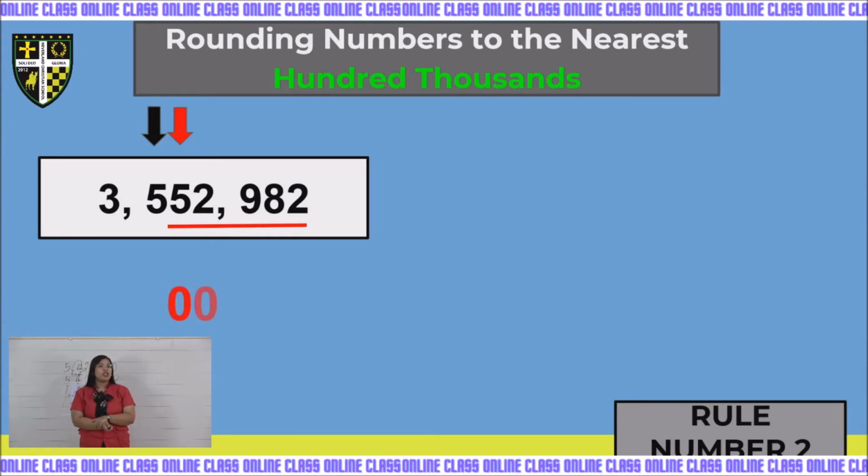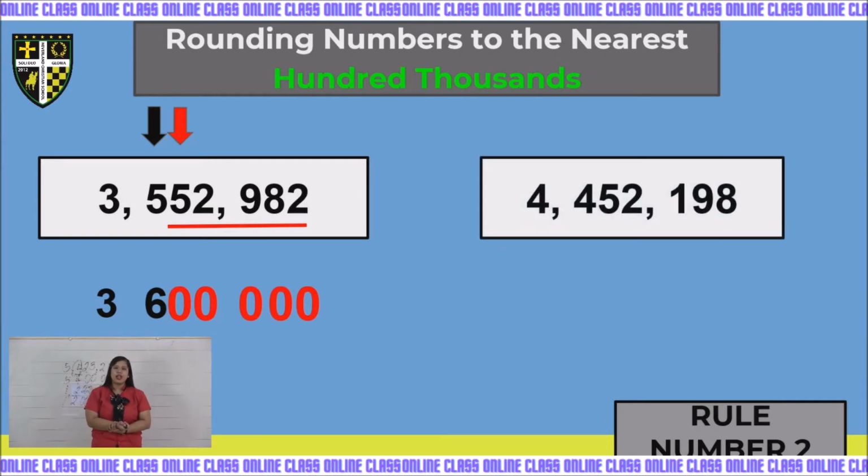So again, we will write all the underlined digits as zeros. And beside 5, or at the right side of 5, we have 5. So meaning, we will just add 1 to 5 and it will become 6. And we will just copy the digit at the left side of 6, which is 3. And the answer will be 3,600,000.